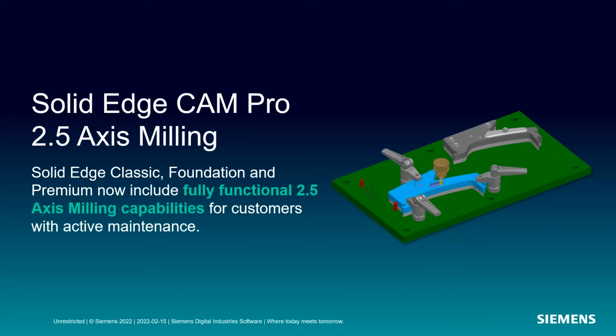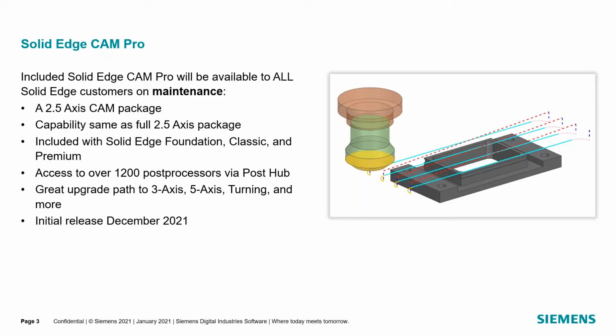If you are using a 2.5 axis machine, then Solid Edge CAM Pro is a perfect fit for your application. You can do all the milling applications, prismatic machining, and up to 3 axis machining as well with this kind of out of the box Solid Edge CAM Pro machining. Now, what is there in Solid Edge CAM Pro?